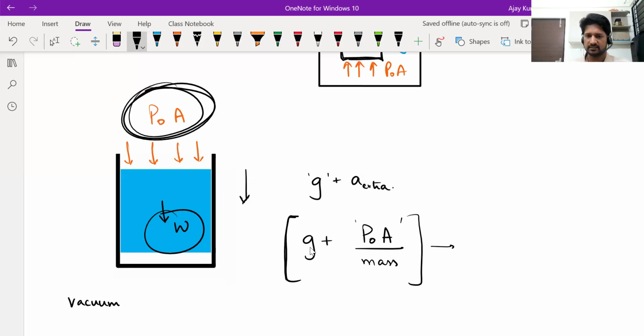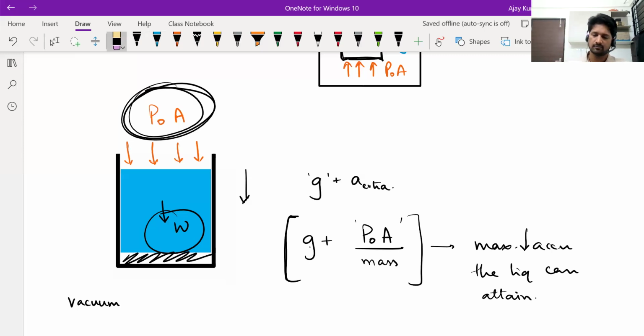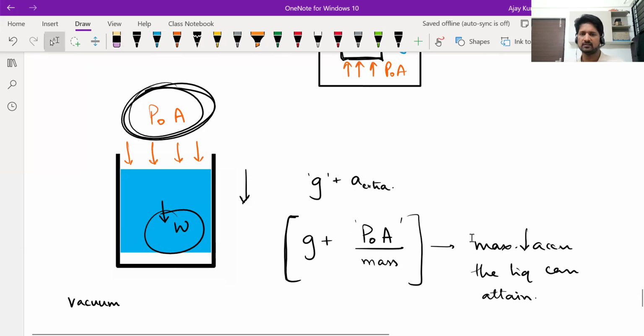Then the liquid will start rising up. So this is the maximum downward acceleration the liquid can attain. If the container accelerates faster than this, then you will see that gap appearing, this one. So this is a slightly complicated case. We'll discuss this in detail in the next class.